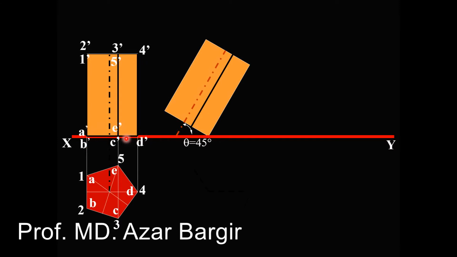Take the compass, take the distance d dash to c dash, and mark an arc over this 45 degree line. Then again take the next distance and mark it over. So you will get the base points here, and then the axis also you can get from this. In this way you construct the second stage front view using theta 45 degrees. Name the points. So this d1 dash to 4 dash is 70 mm, and it should be normal, at 90 degrees, to this line.